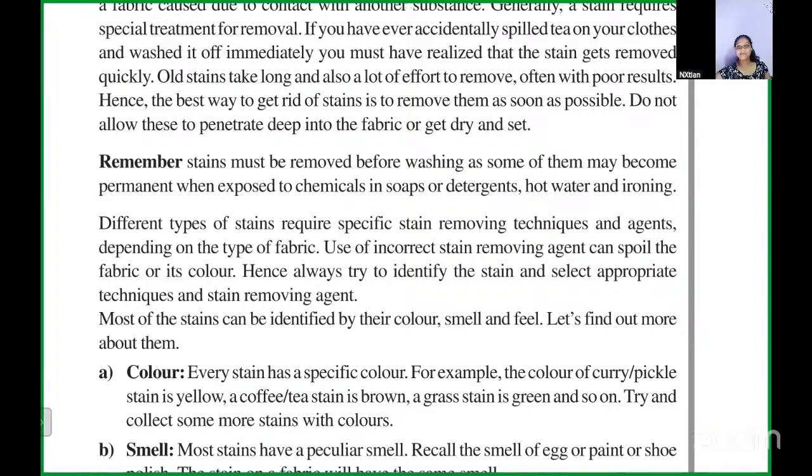So now, different types of stains require specific stain removing techniques and agents depending on the type of fabric. Use of an incorrect stain removing agent can spoil the fabric or its color.